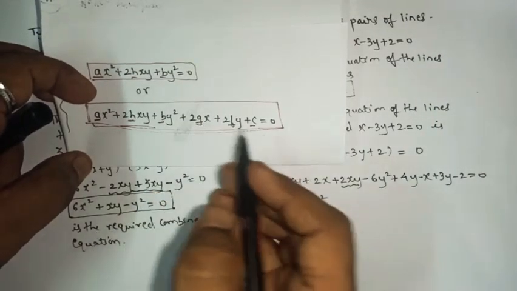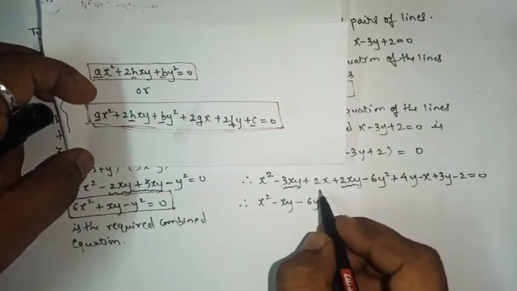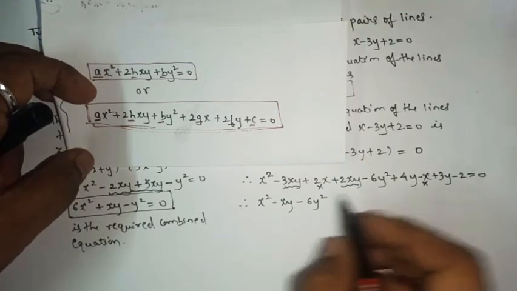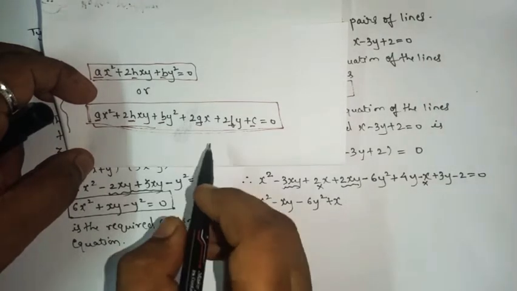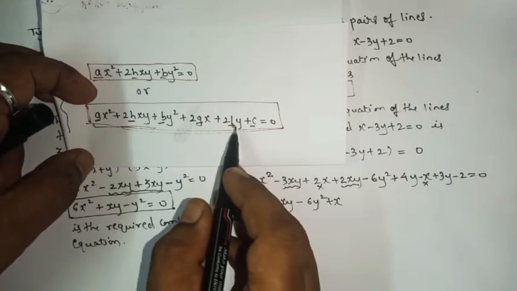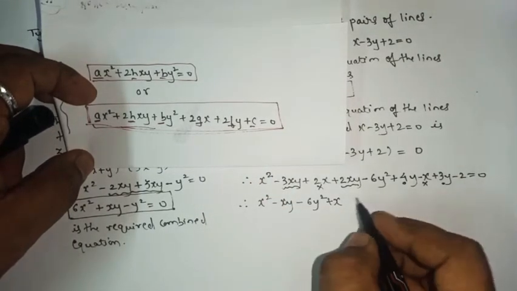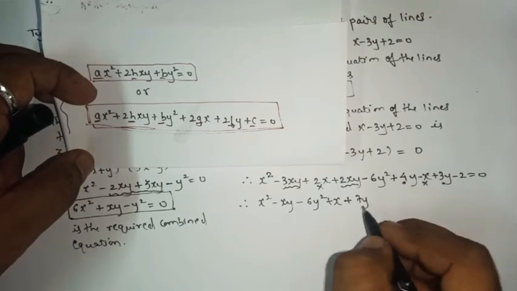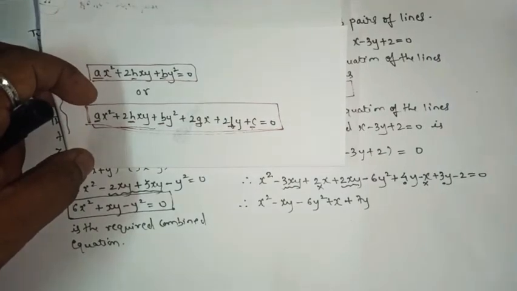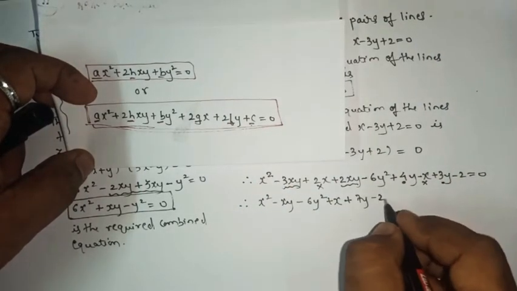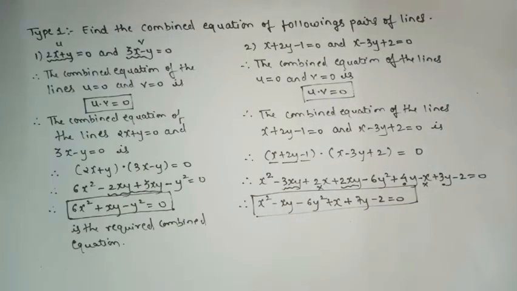the coefficient of x part, see the like terms for x, it is here and here: plus 2x minus x, so x you will get. Then 2fy means y will come. Where is y? 4 and 3, so 7y. And last, c is the coefficient of the equation, only the number. So where is the number? Minus 2. So here we got the required combined equation, yes or no?